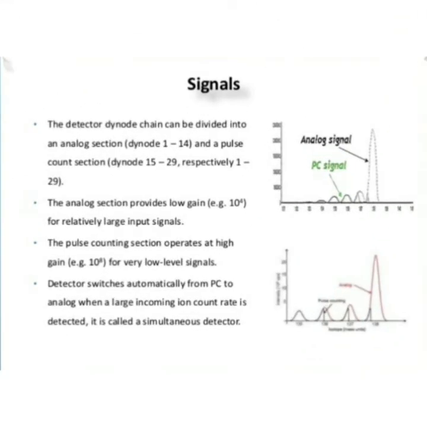Signals. What is the signal? The detector diode chain can be divided into an analog section and a pulse count section. The analog section provides low gain for relatively large input signals. The pulse counting section operates at high gain. The detector switches automatically from pulse count to analog when a large incoming ion count rate is detected. It is called simultaneous detection.